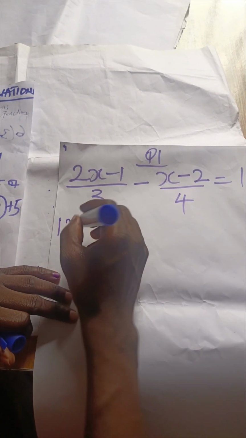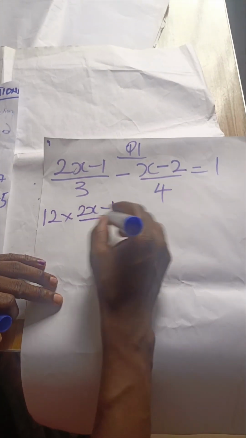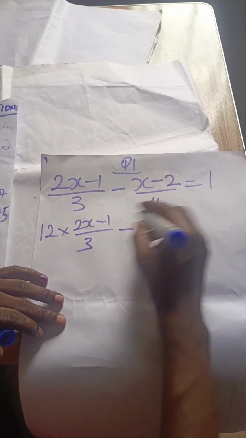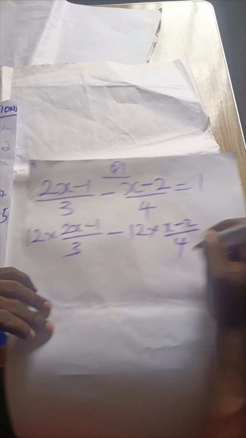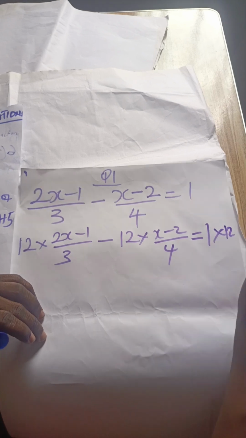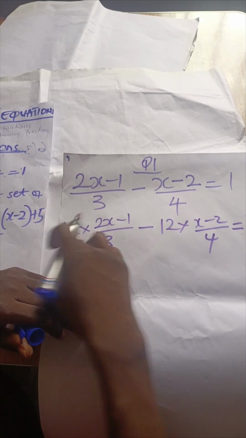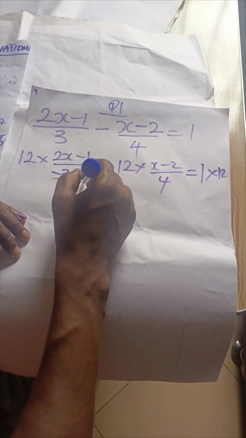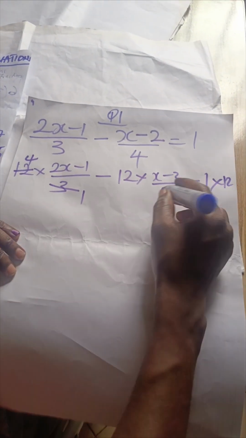So 12 times, then you write the numerator, which is 2x minus 1 all over 3. Then you bring your minus sign here. Then you write your 12 times x minus 2 out of 4 is equal to 1 times 12. So we have 3 12s here. This one, this is one, and that is the other one. Alright, so now this 3 goes into itself 1. 3 into 12 will give us 4. 4 here 1, 4 here 3.